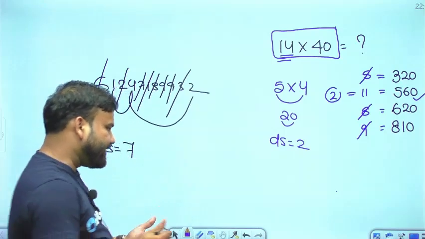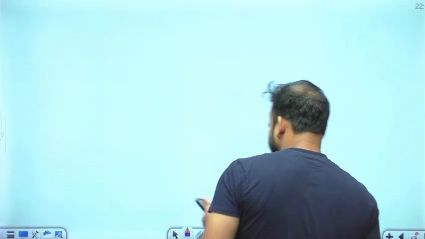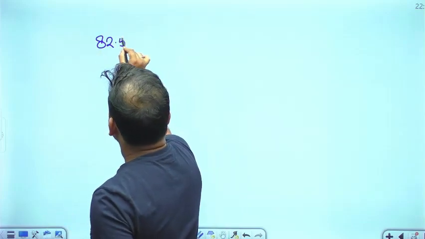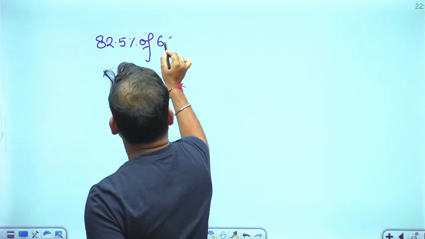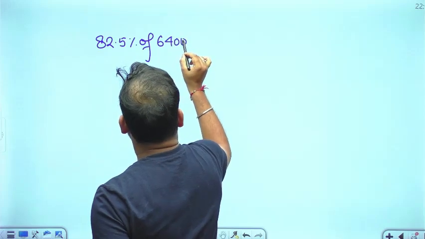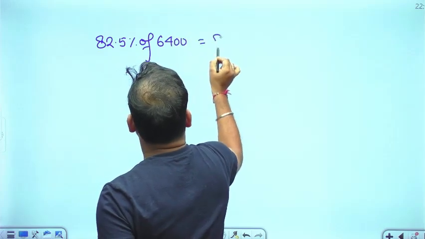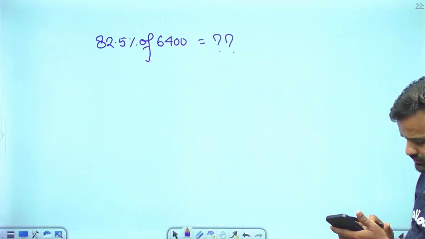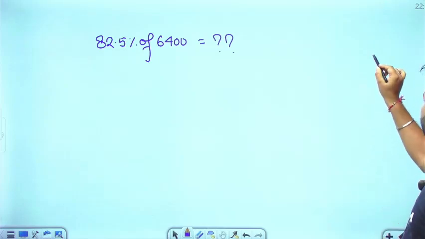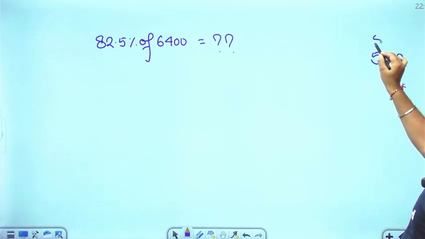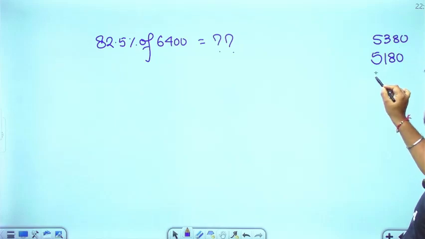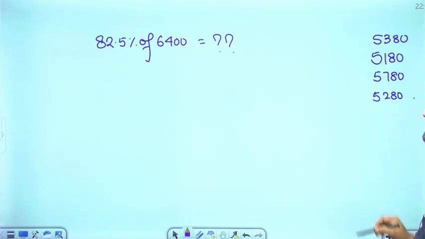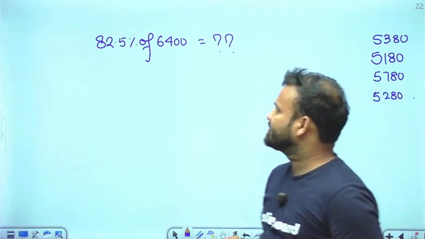For example, if in your examination you will be witnessing this kind of question, let's say 82.5% of 6400 is equal to what? And suppose I'm giving you the options as 5180, 5380, 5780, 5280. What about this? 82.5% of 6400.